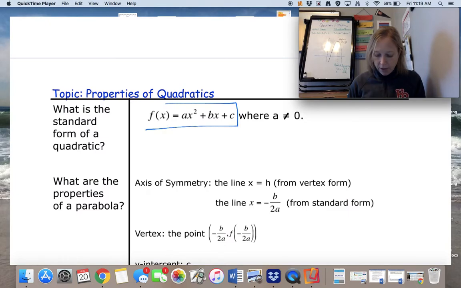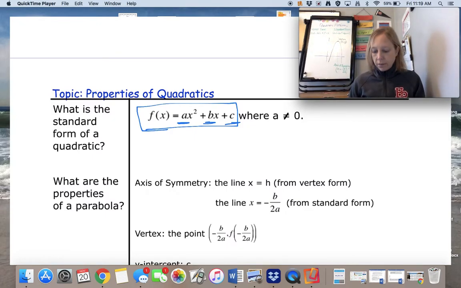You can see it right here. It's this form ax squared plus bx plus c. A cannot be 0, but B or C could be. And A, B, and C are numbers. Okay, they are constants, they are coefficients in this function. Now the different properties we'll be identifying are first the axis of symmetry.